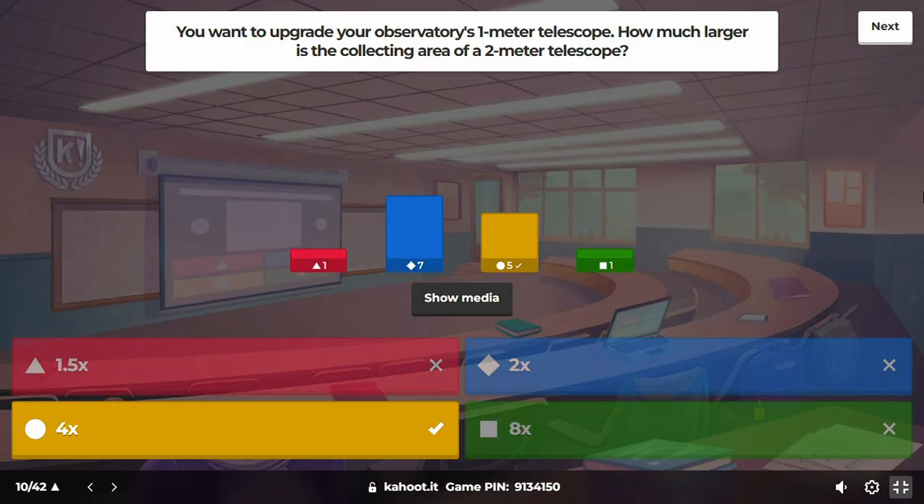So remember, 1 meter is telling you the diameter of the circular mirror. Then the 2-meter telescope would have a diameter of 2 meters. But the area is pi r squared.